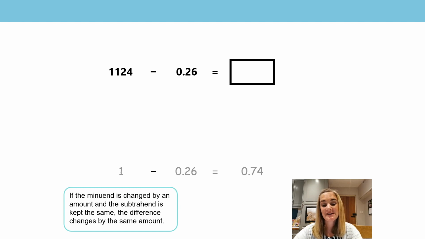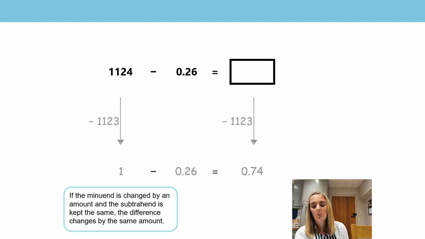Okay, hopefully you've had time to do that. Let's just have a quick look now at what we can notice. So we already know those subtrahends are the same, but from the original calculation, we dropped down our minuend and therefore our difference by 1,123 to get us to 1. So we've got that easy related fact. The 1 subtract 0.26 equals 0.74.